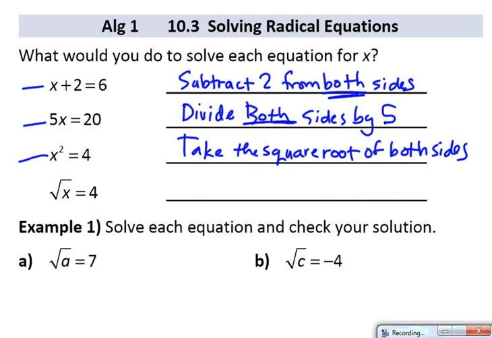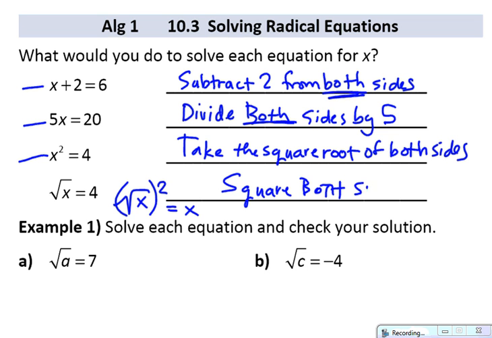All right, so now, what are we going to do to solve the square root of x is equal to 4? We need to undo it somehow, and whatever we do, we're going to have to do it to both sides. So the method of our attack is going to be to square both sides, because the square root of x raised to the second power is x. So square both sides.